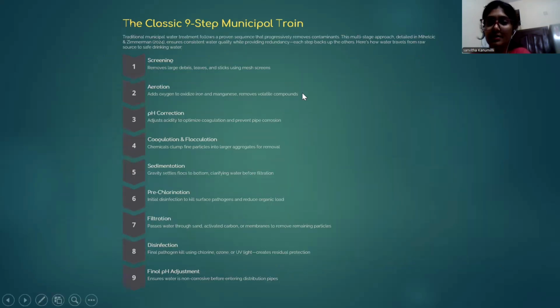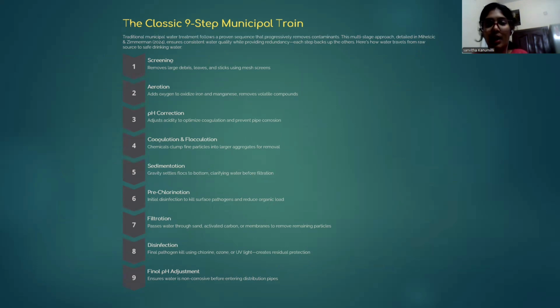And the classic nine-step municipal treatment. Traditional municipal water treatment follows a proven sequence that progressively removes contaminants. This multi-stage approach, detailed in Mihelcic and Zimmerman 2024, ensures consistent water quality while providing redundancy. Each step backs up the others. Here's how water travels from raw source to safe drinking water.